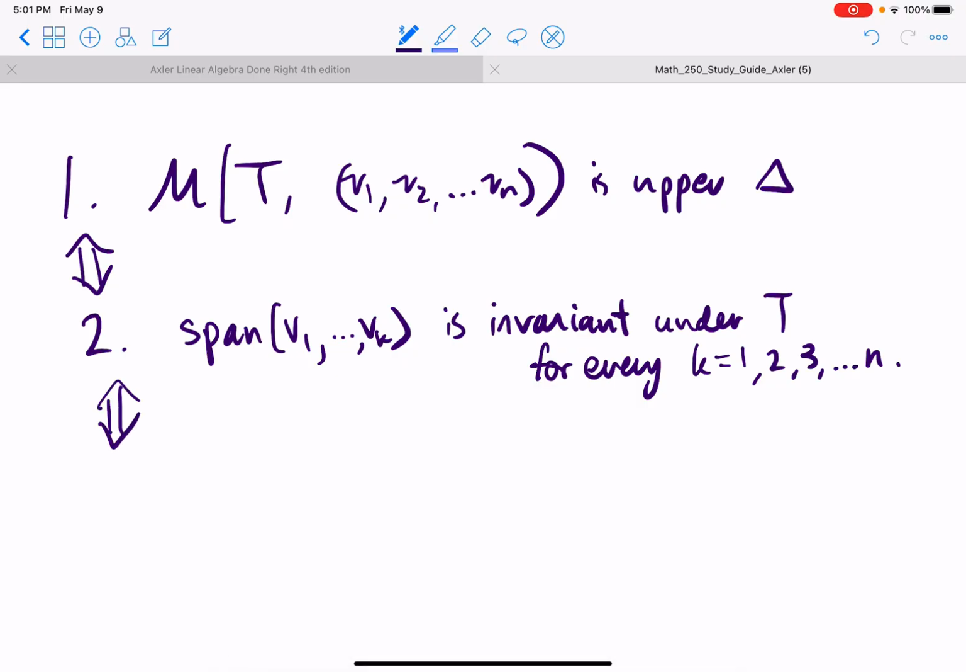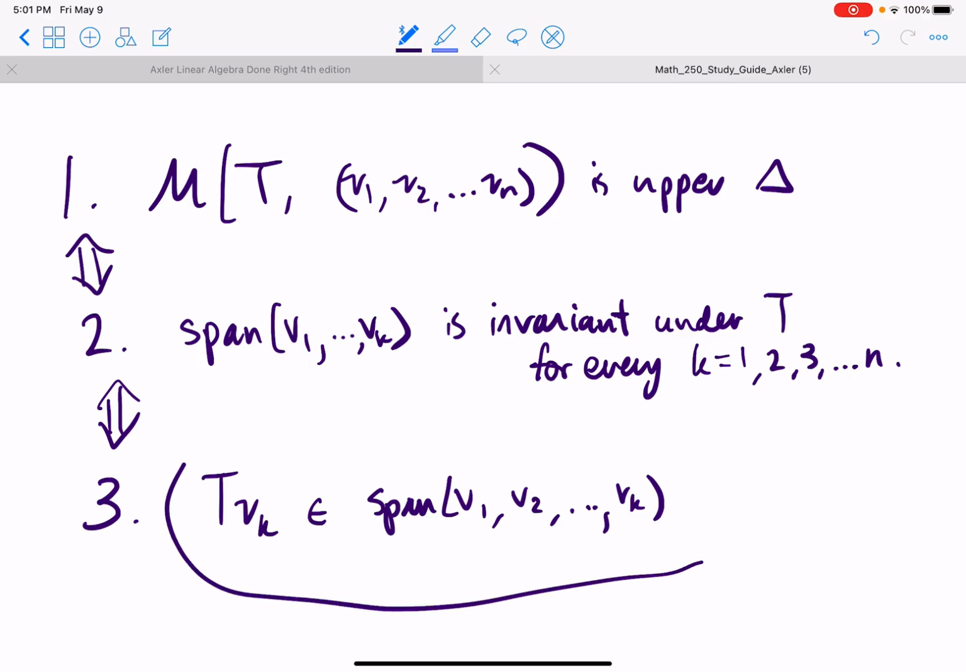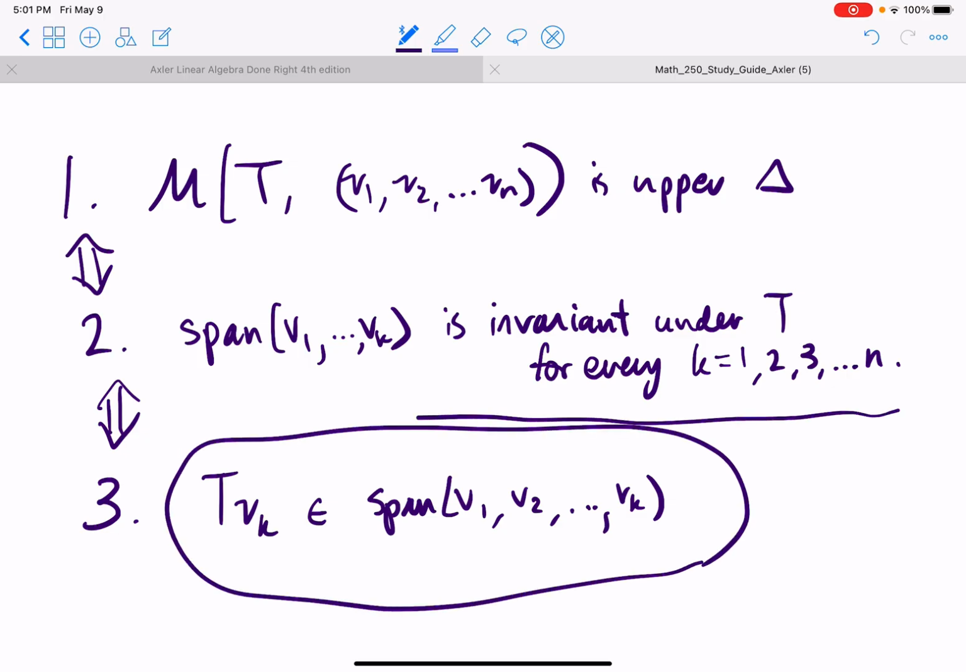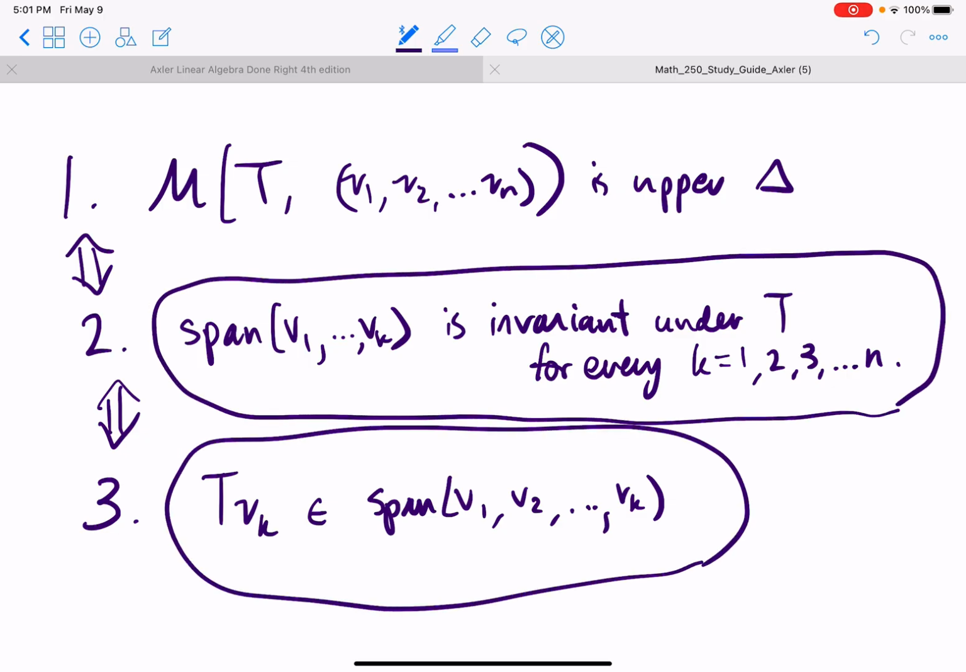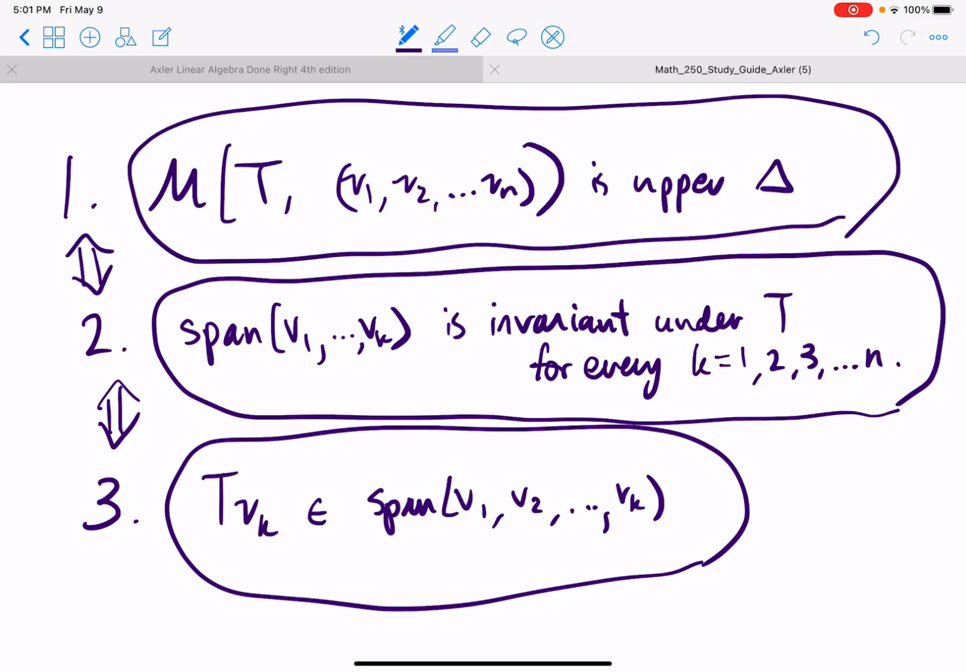That happens if and only if a third characterization is that T of vk is in the span of v1, v2, up to vk. These are all equivalent, so sometimes it's psychologically easier to handle the third one than it is to handle the second, than it is to handle the first. So they're just different ways of saying the exact same thing.